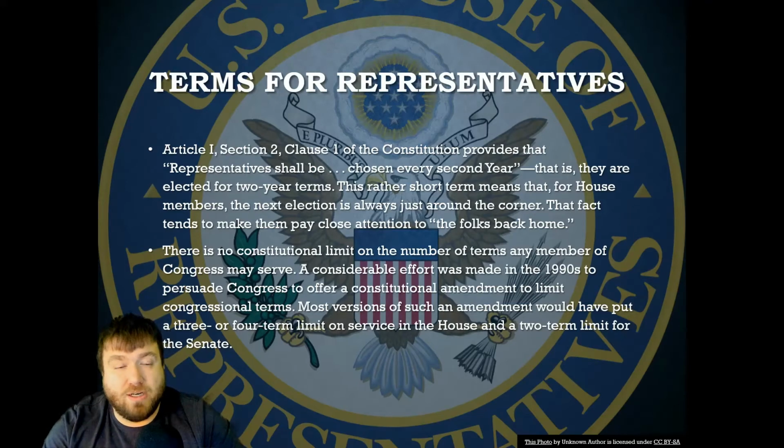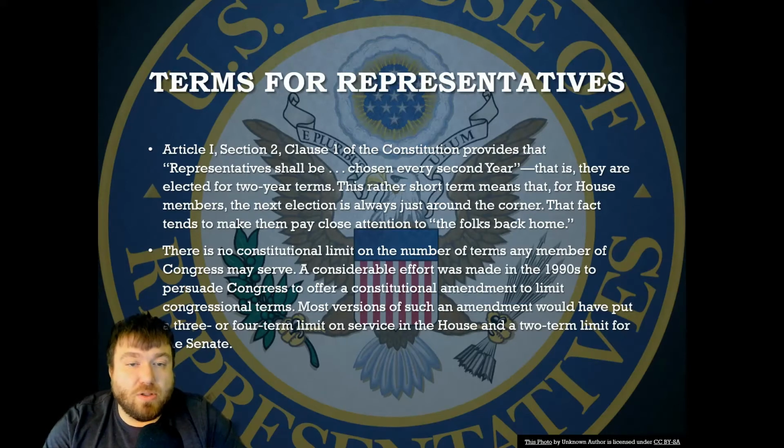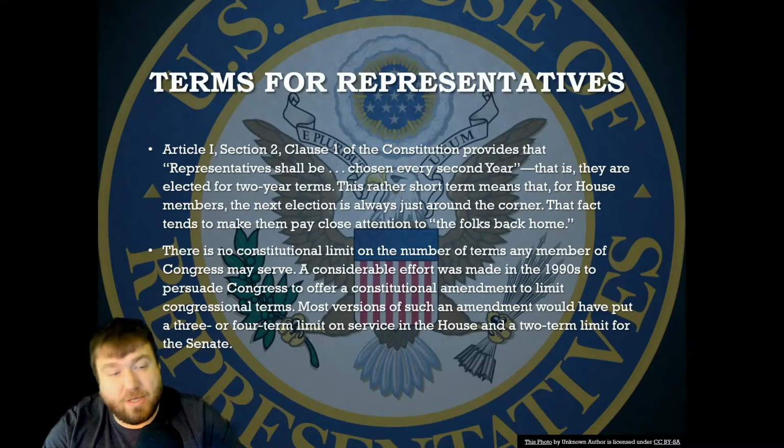Terms for representatives. Article 1, Section 2, Clause 1 of the Constitution provides that representatives shall be chosen every second year. That is, they are elected for 2-year terms. This rather short term means that, for House members, the next election is always just around the corner. That fact tends to make them pay close attention to the folks back home.